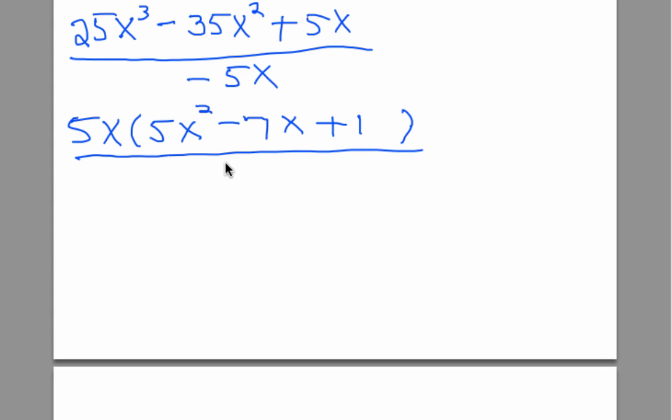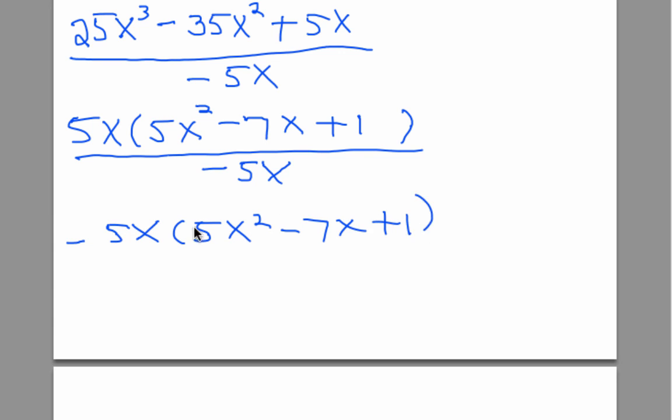And our denominator is negative 5x. Now, it's a property in math that when you have a fraction, the negative can be on the top, the bottom, or the outside. So if I move the negative that's in the denominator to the outside and rewrite what I have, we have two factors in the numerator. One of them is 5x, the other is 5x squared minus 7x plus 1. And our denominator has 5x.